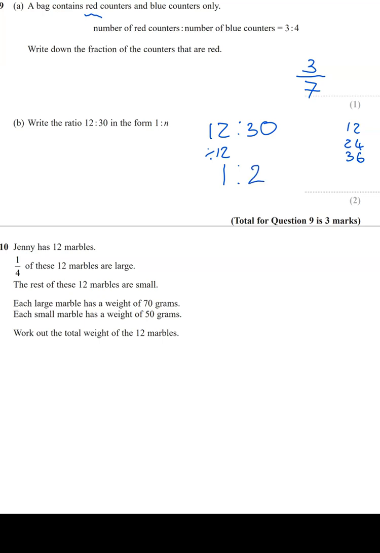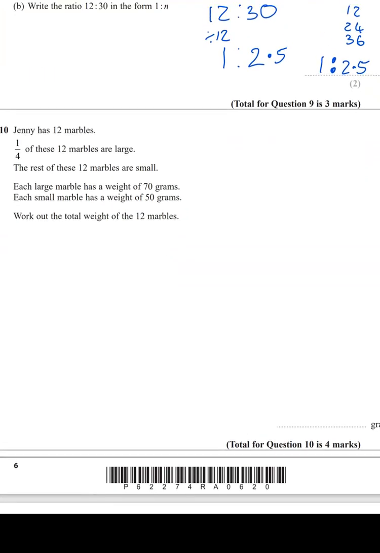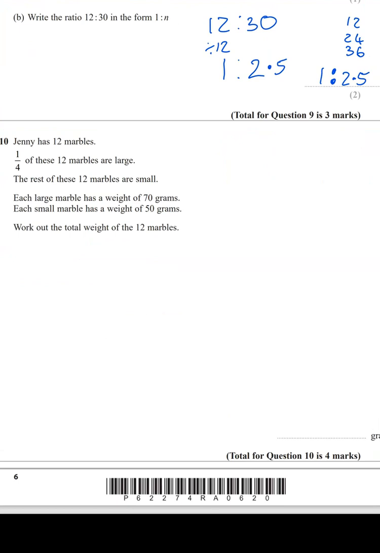And then actually 30 is halfway between 24 and 36. So it's 2.5. So your actual answer is 2.5. So you could have written n equals 2.5 there. Actually, you don't need the 1. Right, number 10. If I'm going too quickly, obviously you can just pause this.